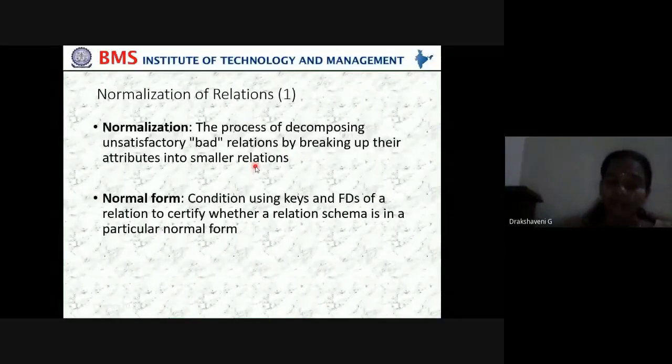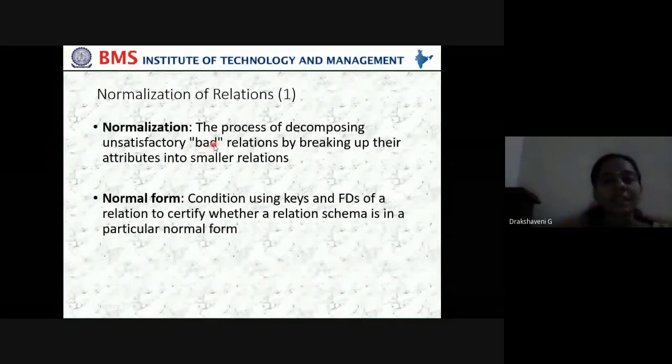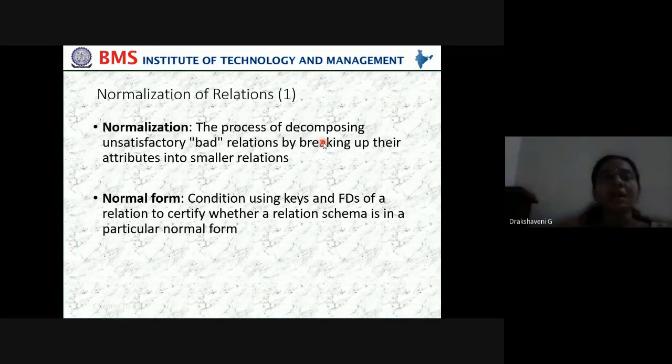So what is the work of normalization? This is very important. We have to remember the definition of normalization: the process of decomposing. Suppose you have a table. Generally, what we see in the database is only the creation of tables. Once you create a table, you should again check how that table should be. It should not lead to a bad relation. Any table should always be in a good position or good relation. So to do that, in normalization we are doing the process of decomposing. Decomposing means breaking up the table in such a way that all three anomalies, insertion, deletion and update anomaly, should not be there.